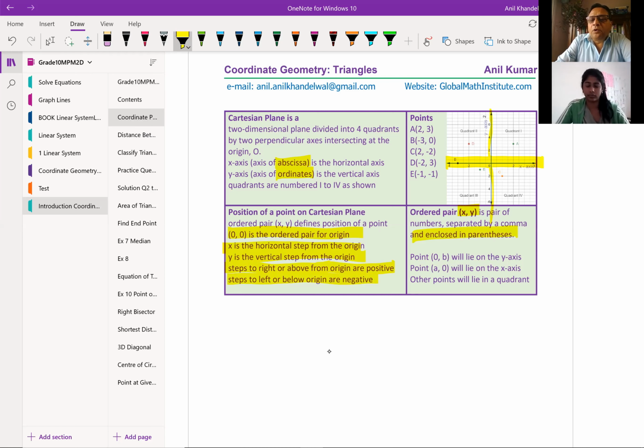Now, a point (0, b) will lie on the y-axis, with x value 0, and the point (a, 0) will lie on the x-axis. That is your x-intercept for a graph. Is that clear to you? Any point will lie either in the quadrants or on the axis. Simple as that. And as far as the quadrants go, this is always our quadrant 1, that is quadrant number 2, this is quadrant 3, and that is quadrant 4. Clear? That is how we are going to refer to these quadrants.